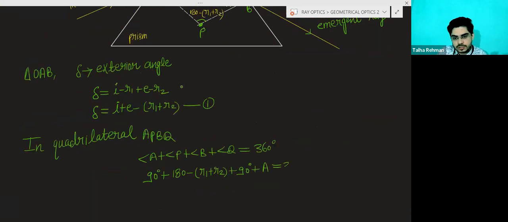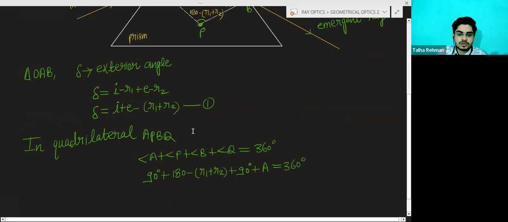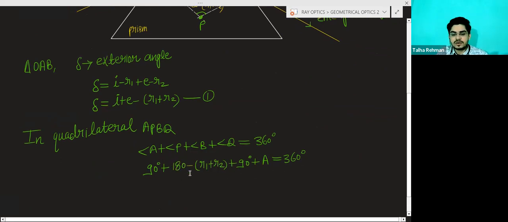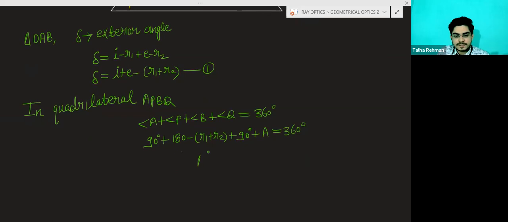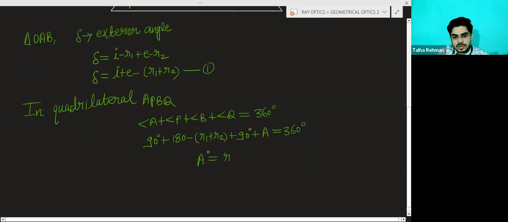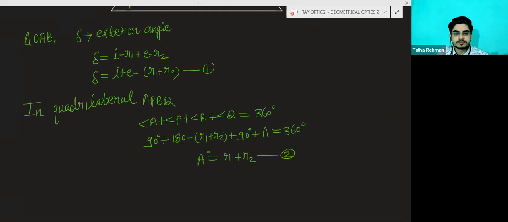So this is equal to 360 degree. Now see, this is 90, this is 90. 90, 90, 180 and 180, 360. So this 360 and this 360 will be cancelled out. So finally you will get A is equal to R1 plus R2. This is equation number 2.